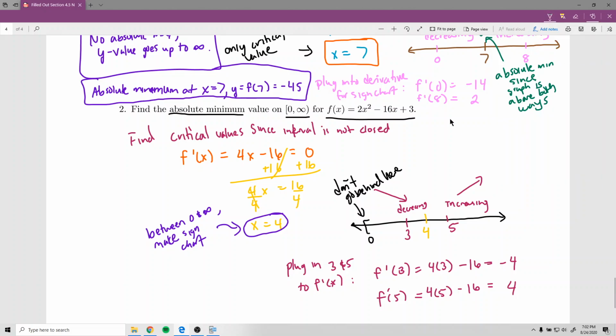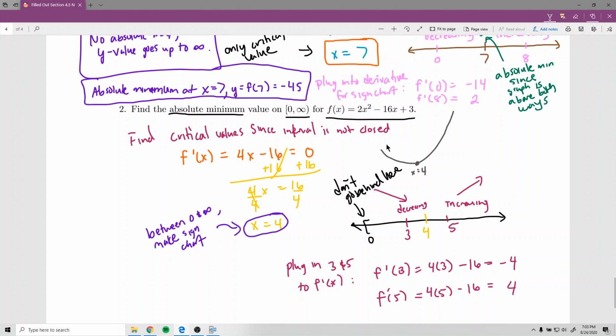Right, so what is our absolute maximum? Or sorry, absolute minimum? We don't need to find the maximum. Well, we don't really care what's going on behind 0. The way our picture is drawn, the fact that the only critical value is 4 means it's probably decreasing from negative infinity all the way to 4. But that doesn't really matter for this problem. It's decreasing starting at 0 till we get to 4, and then it's going to shoot back up forever. So it's going to look something like this.